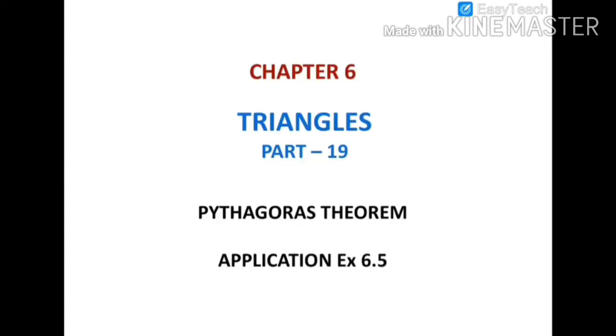We are in the last part of chapter 6, triangles, and we are learning how to apply Pythagoras theorem. So let's continue solving questions of exercise 6.5.